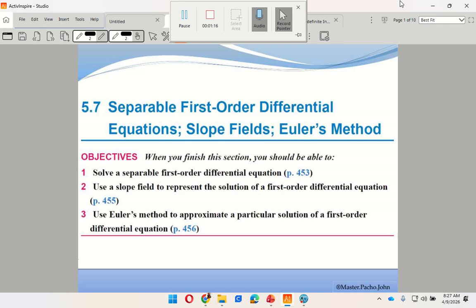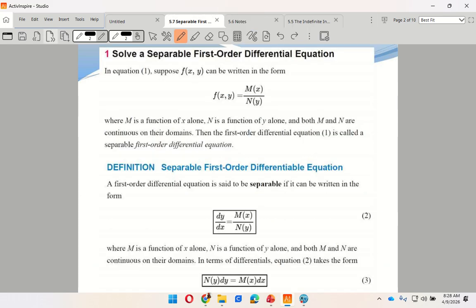All right, so let's go through. It says separable first order differential equations, slope fields, and Euler's method. So separation. We did some of this yesterday where we're separating our implicit. So we have all of our x's on the left and my y's on the right, or vice versa. Separating those, same thing.